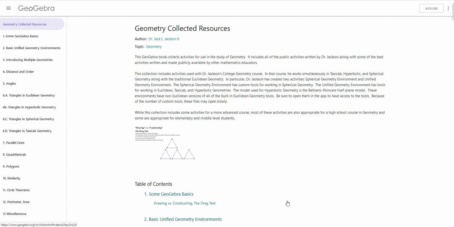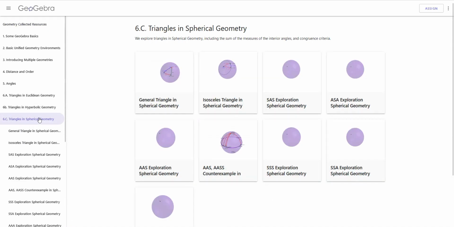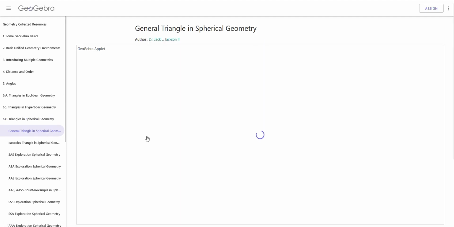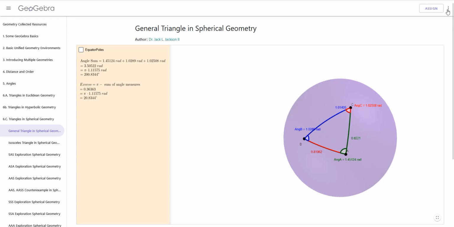All right, let's now look at the side angle side condition. We looked at it in Euclidean geometry and hyperbolic geometry. How about spherical geometry? So let's just remind ourselves quickly what a triangle is going to look like in spherical geometry. Let's do that first.